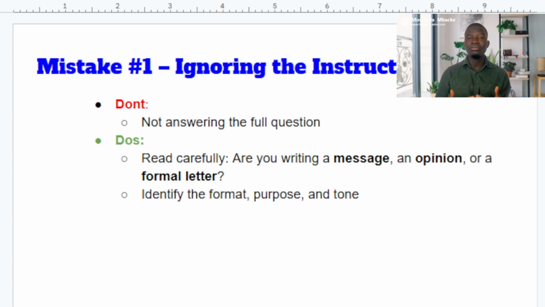Identify the format of the writing. What is it going to be? Identify the purpose and the tone. If you're talking to your friend, maybe it's a familiar language that you're going to use, but if it's a formal letter, you're going to use formal language. So you have to identify all these before even starting to write. This is the first thing.